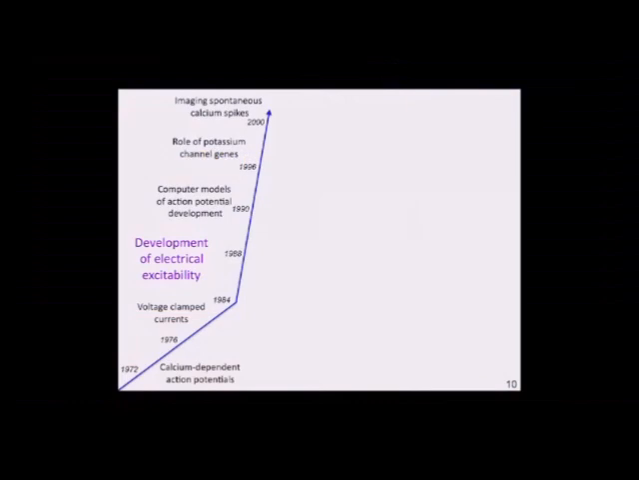We can summarize this first part of the story as a focus on the development of electrical excitability, starting with calcium-dependent action potentials, moving on to understanding the underlying voltage-clamped currents, putting these into computer models of action potential development, identifying the role of potassium channel genes, and then finally imaging spontaneous activity, both in culture and in vivo.